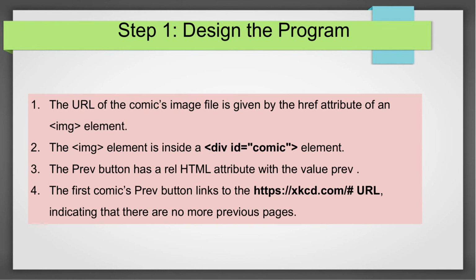Step 1. Design the program. If you open the browser's developer tools and inspect the elements on the page, you'll find the following. The URL of the comic's image file is given by the src attribute of an img element. The img element is inside a div element with the id comic. The prev button has a rel HTML attribute with the value prev. The first comic's prev button links to #, indicating that there are no more previous pages.